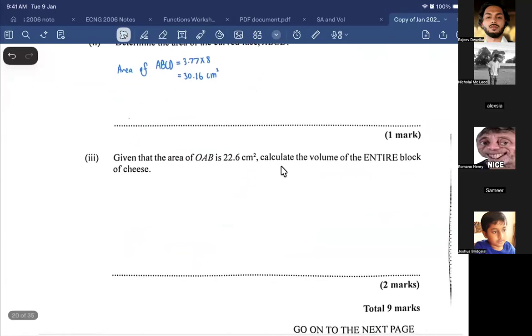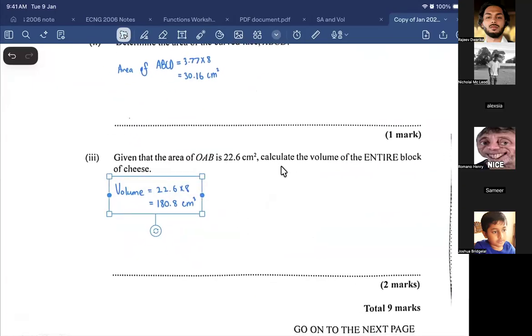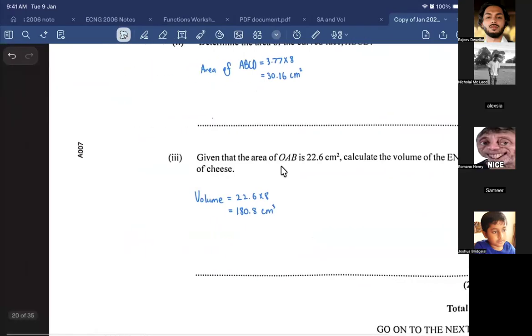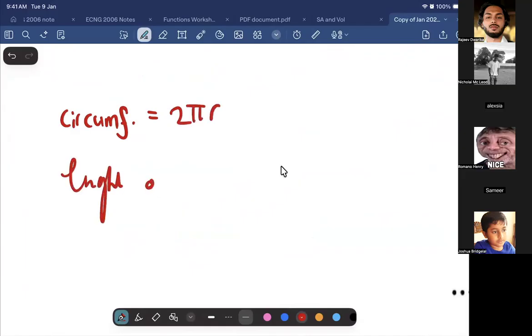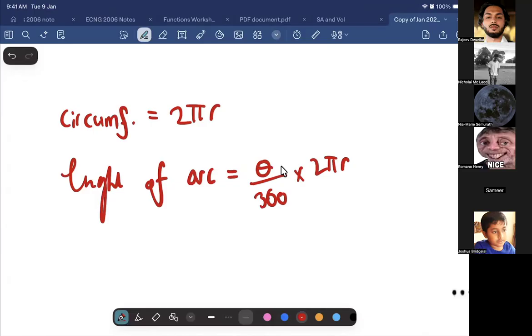Do you feel a little better, or nah? Yeah, a little better. All right, let me do a little recap before you go. What is the formula for the circumference of a circle? 2 pi r. What is the length of the arc? Theta over 360 multiplied by 2 pi r. Right, because a sector is just a fraction of the whole circle, so you find the fraction and multiply it by the circumference.